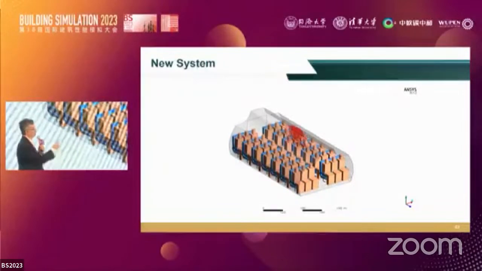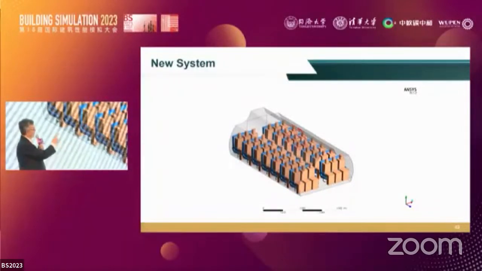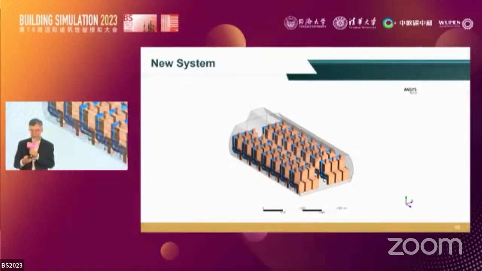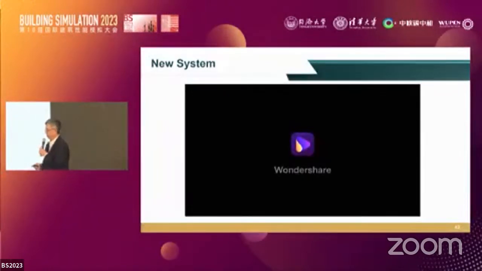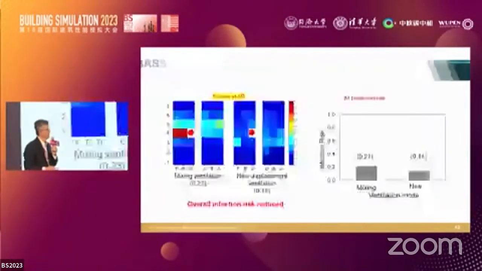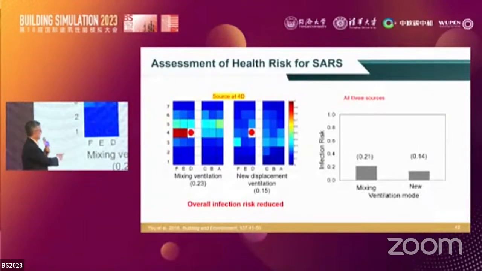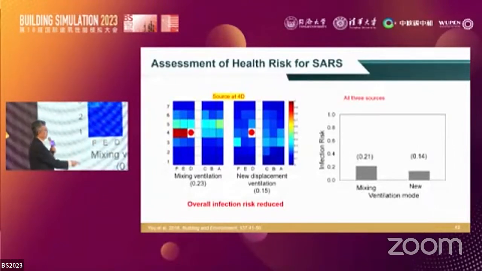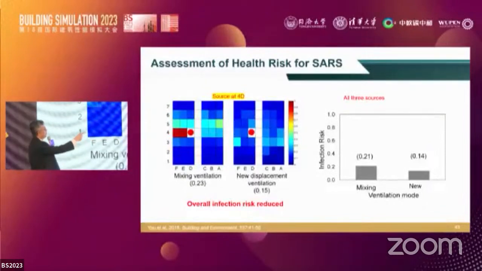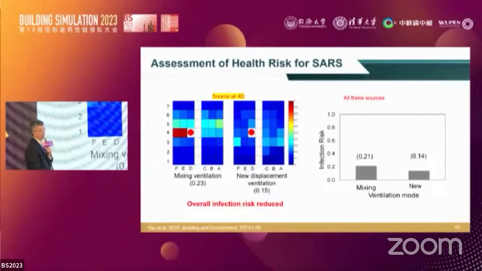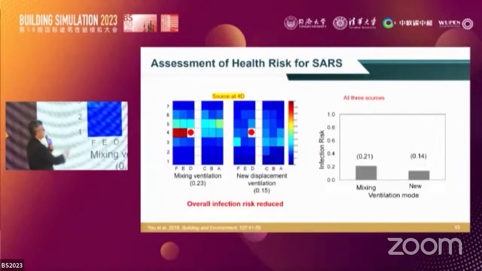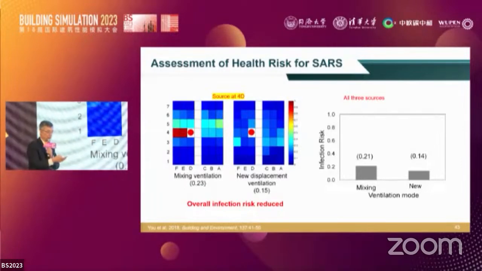So with the new system, particles don't go everywhere. They are mainly extracted by the outlet. So we think this should be the future system. We also compared with the current system over the long term, and blue means a very low risk of infection, red means a high risk of infection. The current system has a higher risk.